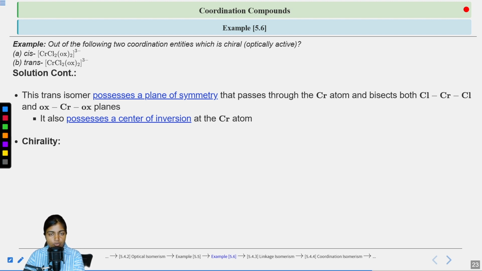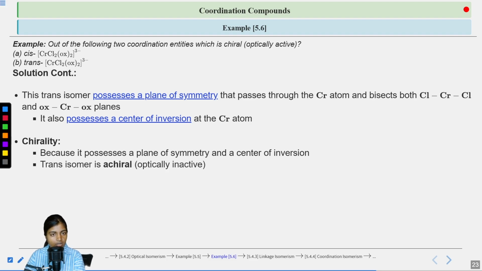Now if you check the chirality, because it possesses both a plane of symmetry and a center of inversion, the trans isomer is achiral, that is, it is optically inactive. And it is also superimposable on its mirror image.